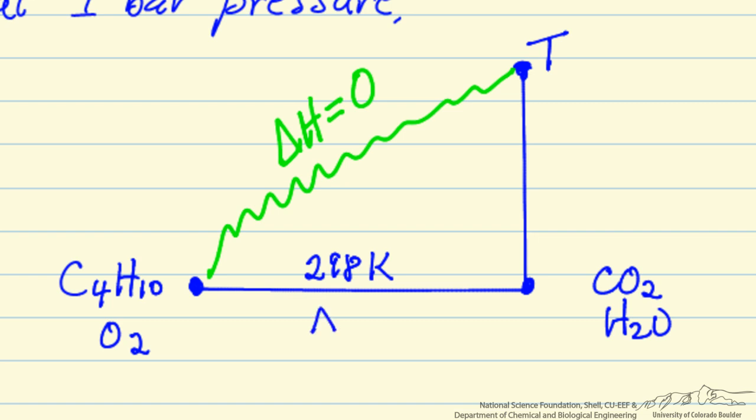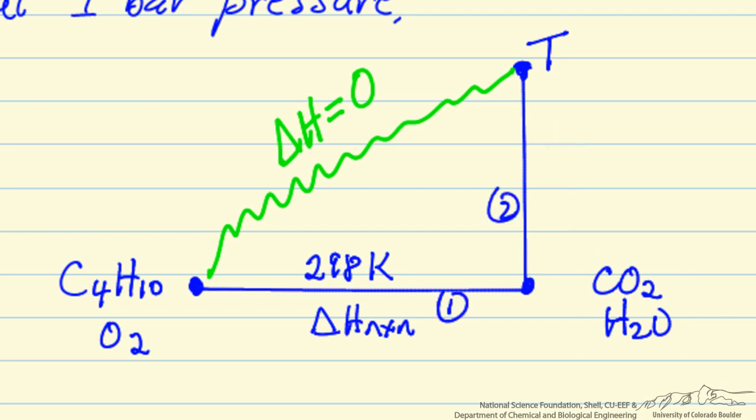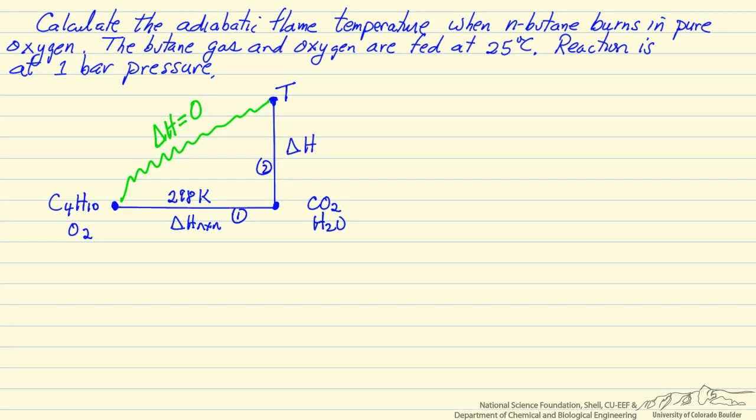At 298, we carry out reaction, so we have heat of reaction at 298. We then take the products, which are CO2 and water, and we raise their temperature to our final temperature such that delta H change 1 plus delta H change 2 adds up to 0. And this term is going to be some summation of number of moles times the integral of the heat capacity from 298 to the final temperature.